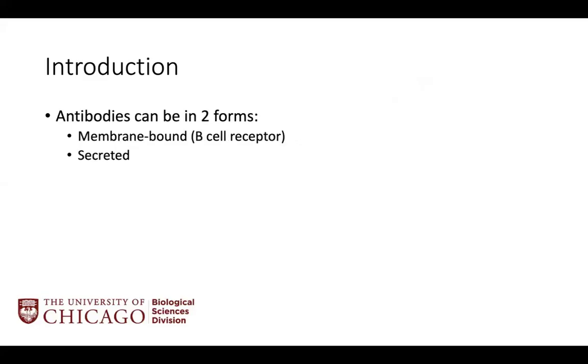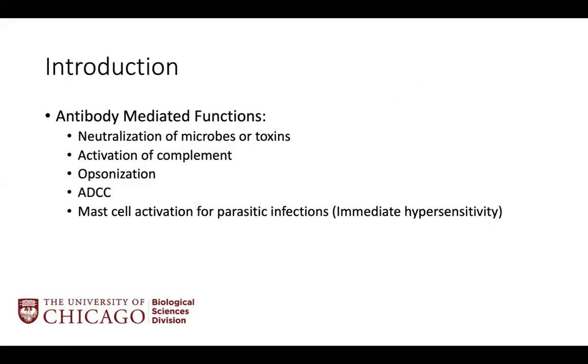Okay, so antibodies can be found in two forms. One is a membrane-bound form, which I personally don't think of as antibody much, but they are. But we also call this a B cell receptor. And they can be in the secreted form, which clinically is what we deal with a bit more.